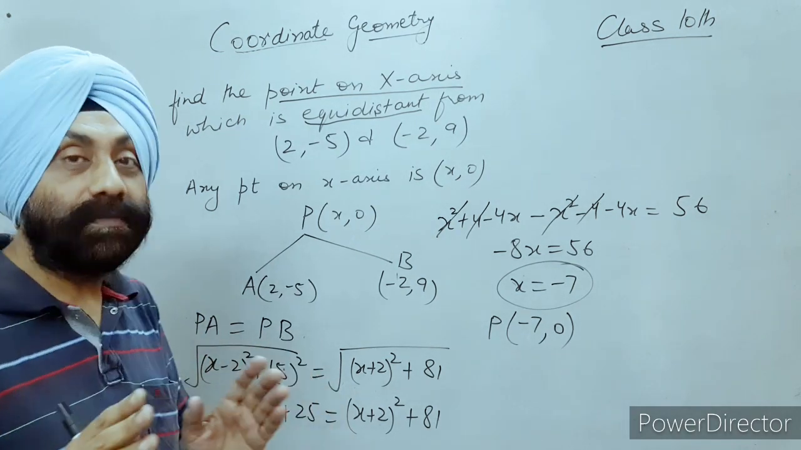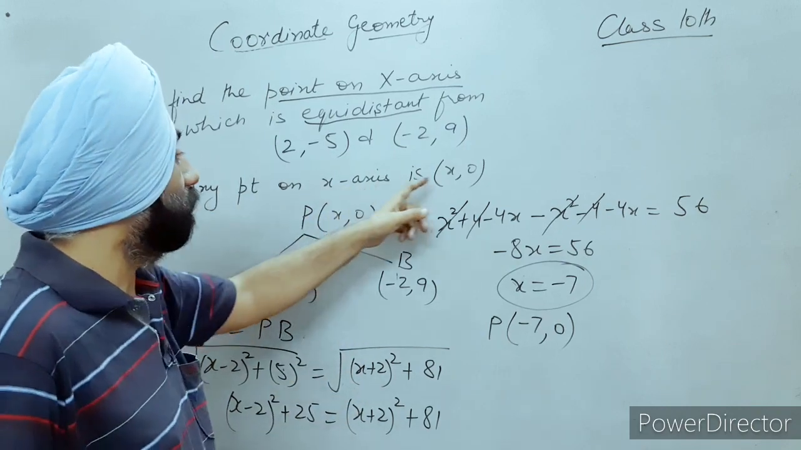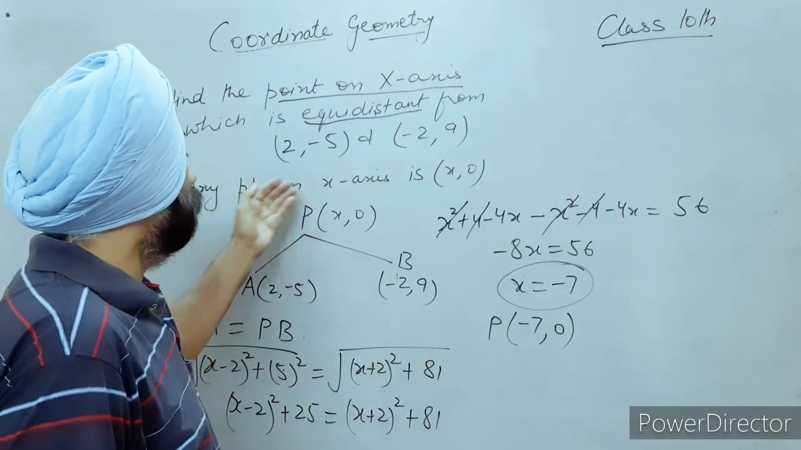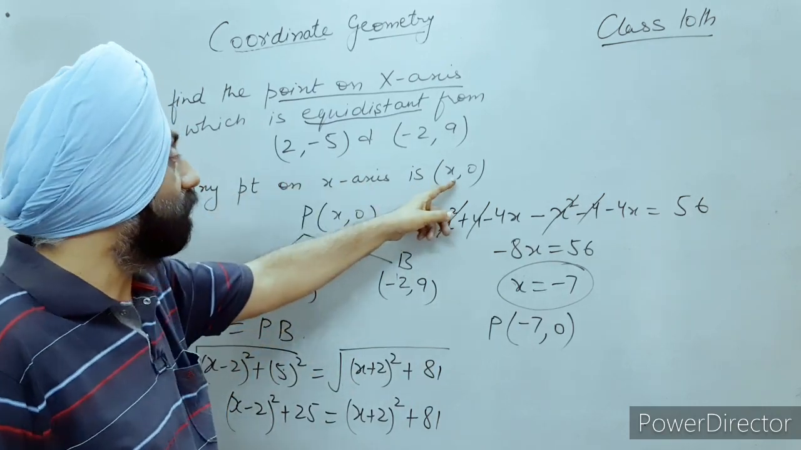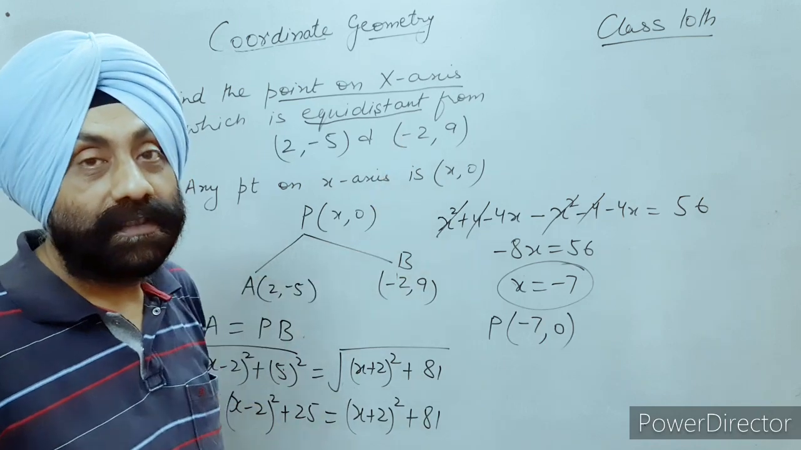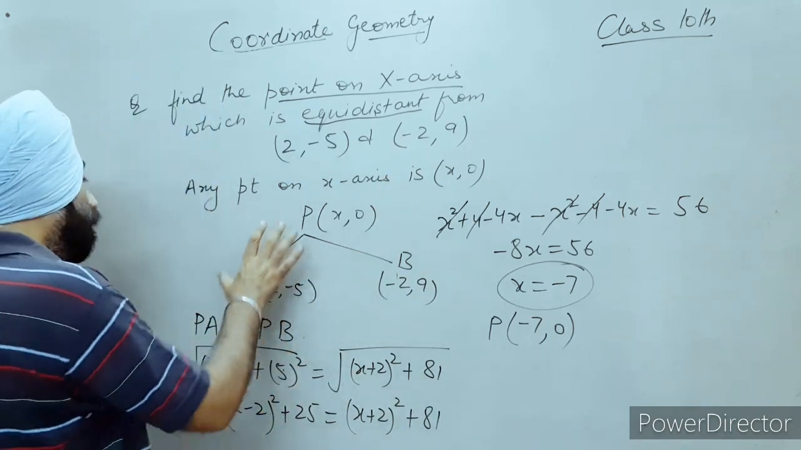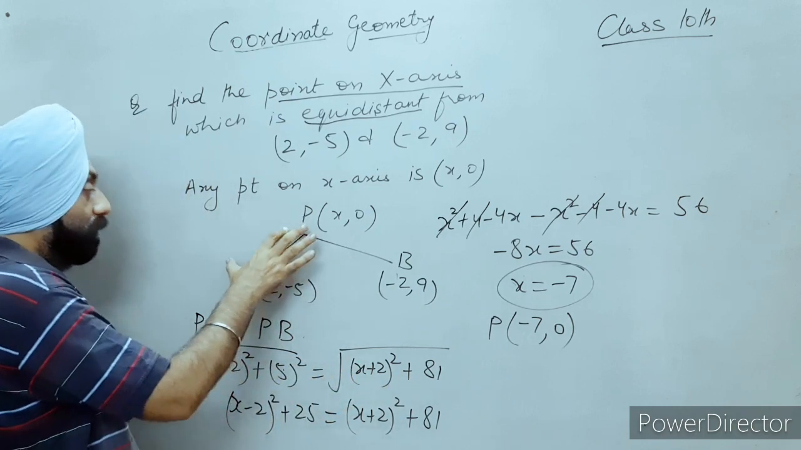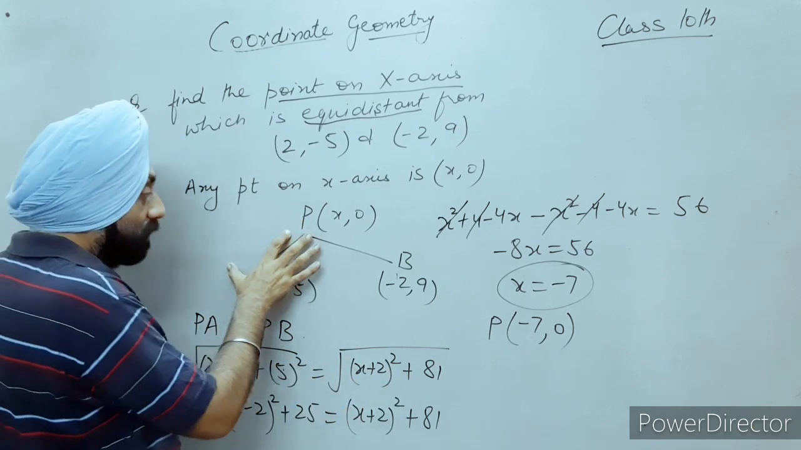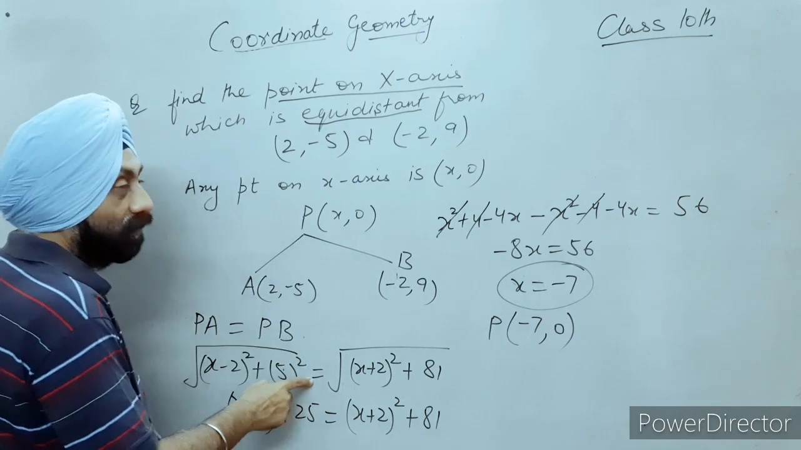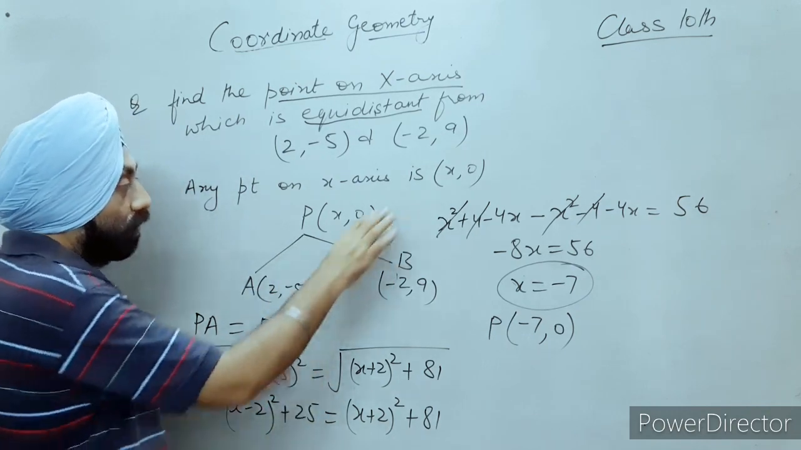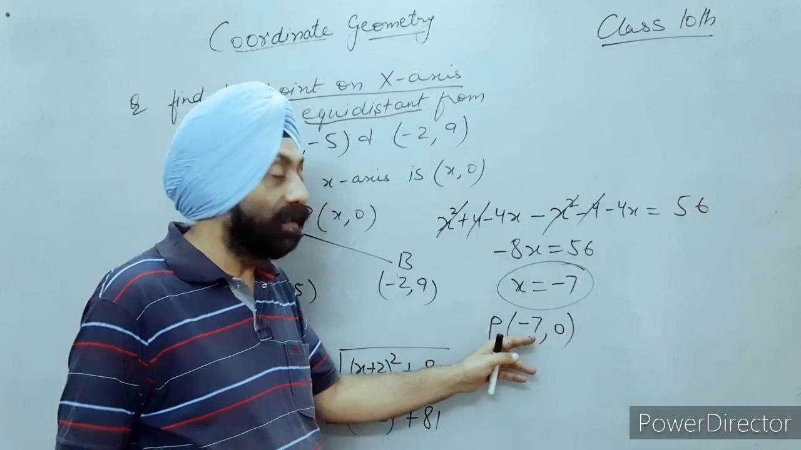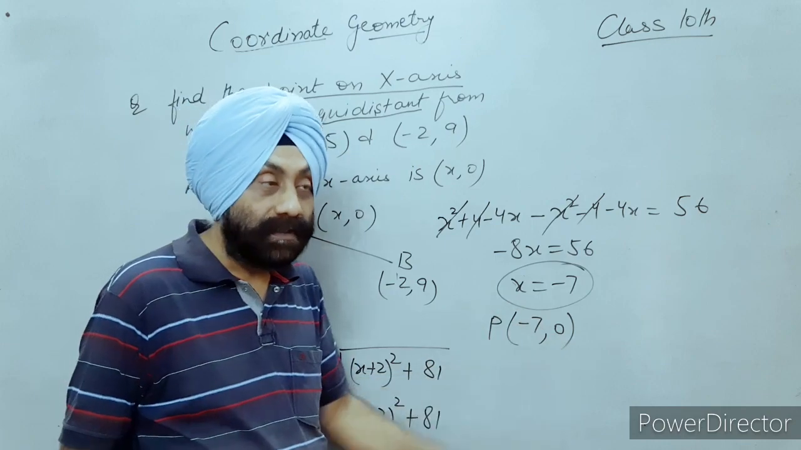This is the way you solve this question using the distance formula. But do remember that any point on the x-axis is taken as (x, 0). Similarly, if it is given that a point lies on the y-axis, then take the point as (0, y). Only application is the distance formula; no other formula is used here. Equidistant means PA distance equals PB distance. I have squared both sides and solved the equation. I get x equals minus 7. So my point P is (-7, 0). Right?